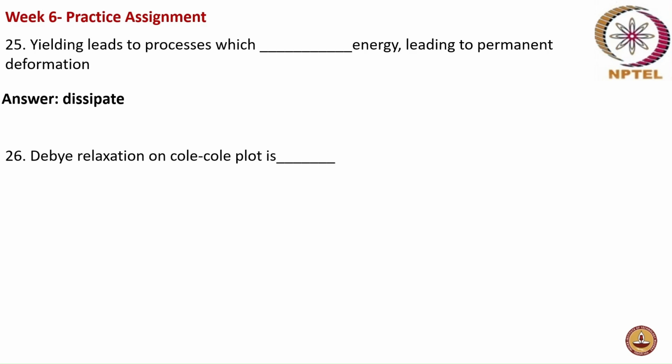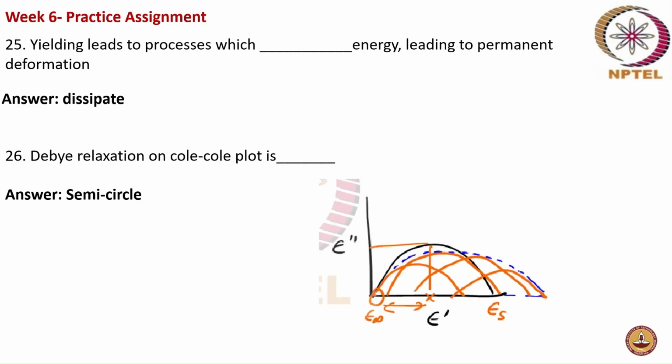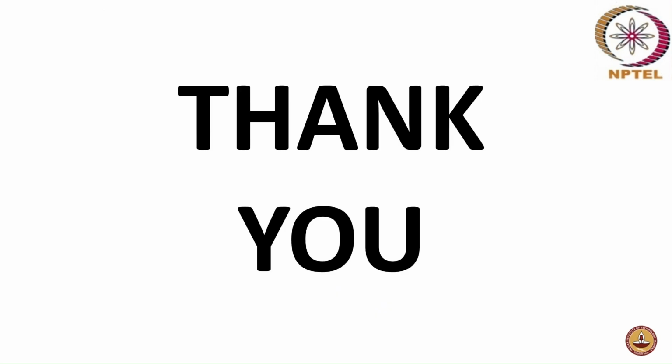No idea. It is a semicircle. So when you plot your dielectric loss versus dielectric permittivity, you will get semicircles. And for real materials, you will get multiple semicircles. That means there are multiple relaxation processes involved because of the complexity in the polymeric structure. Okay, that's it with the session.